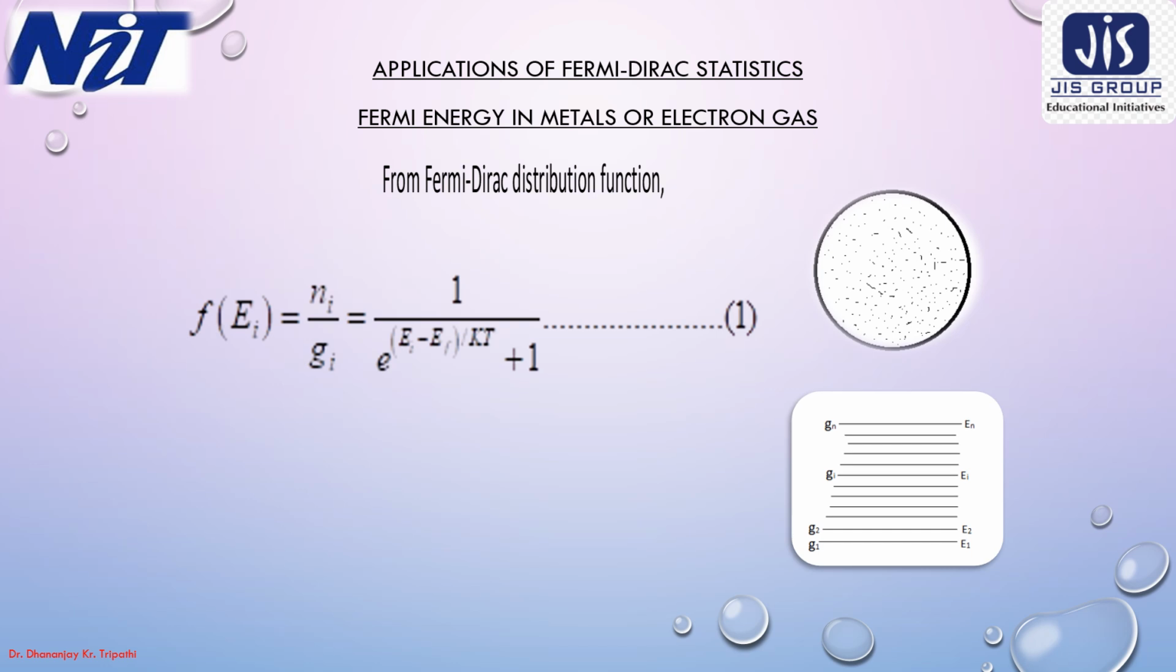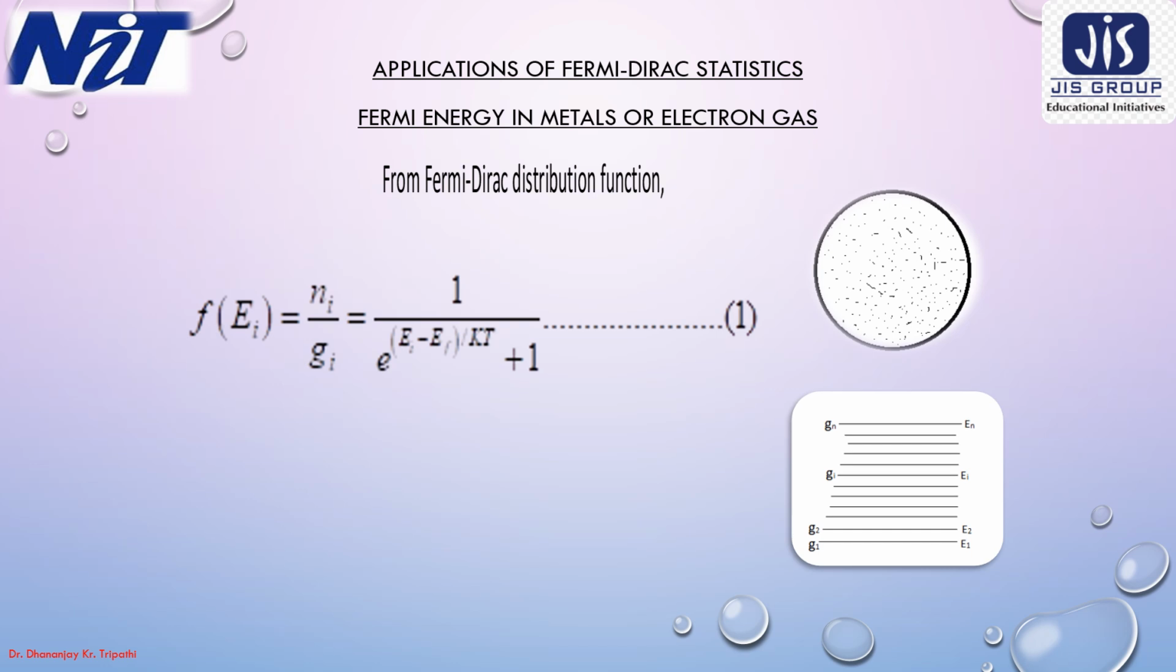Now in the first class I told you that all these electrons will not have the same energy. So those electrons which have energy equal to the E1 energy level will be placed in the E1 energy level. Those electrons whose energies are equal to the energy of the E2 level will be placed in the E2 level, and like that those electrons which have energy equal to the nth energy level will be placed in the nth energy level.